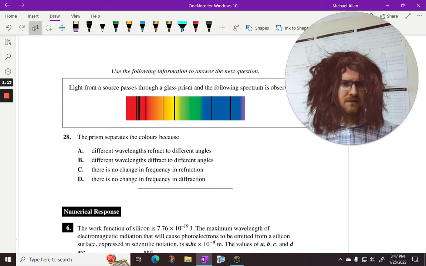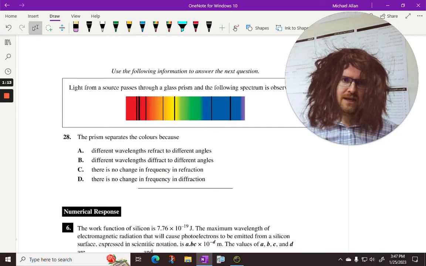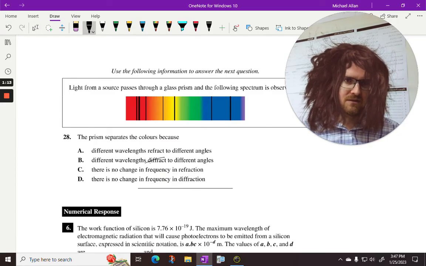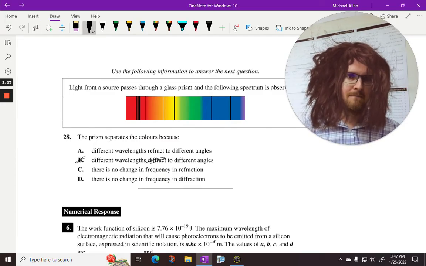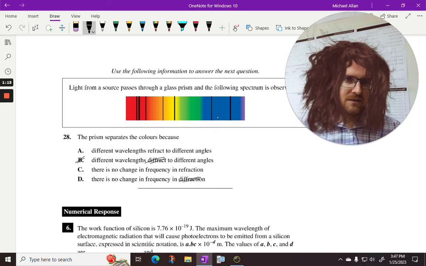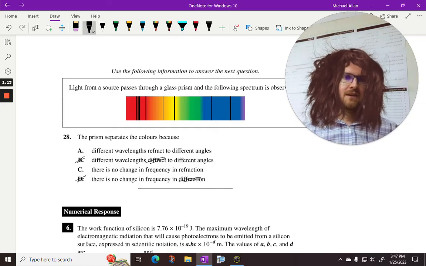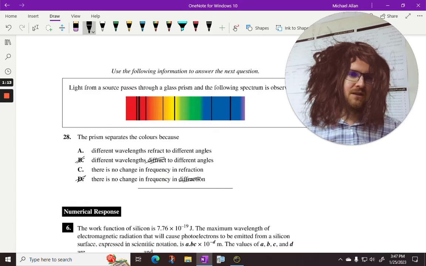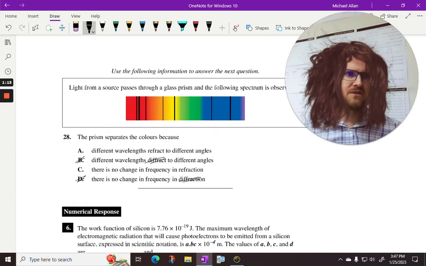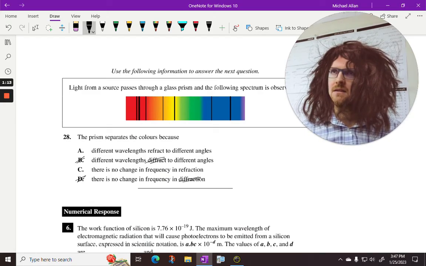I'm just looking at these different wavelengths diffract. No, it's a refraction because it's going through a prism. So it's not diffraction, so we'll cross that one off. I'll cross the diffraction here too. All right. There's no change in the frequency in refraction. It doesn't really describe why it does that.